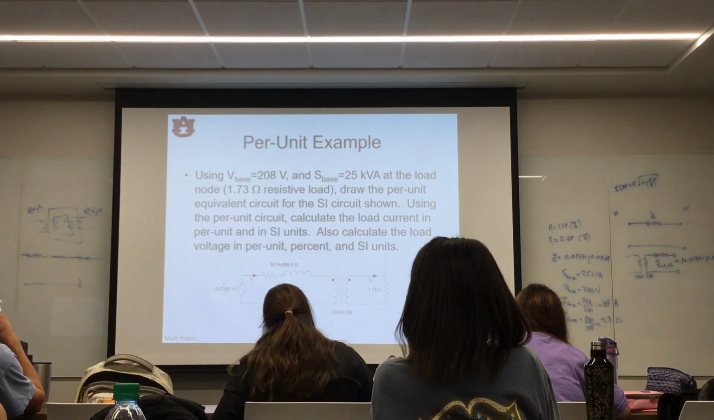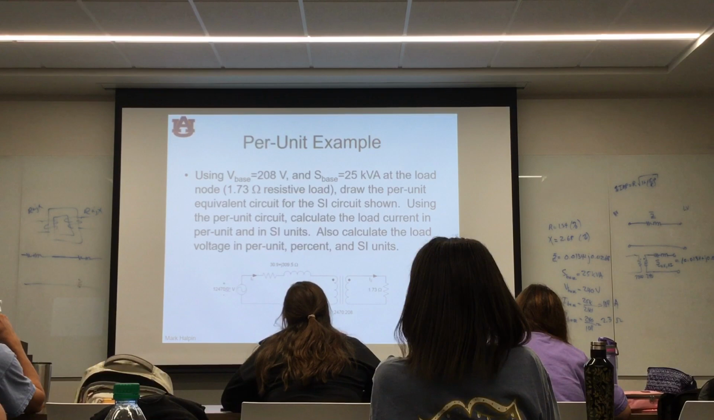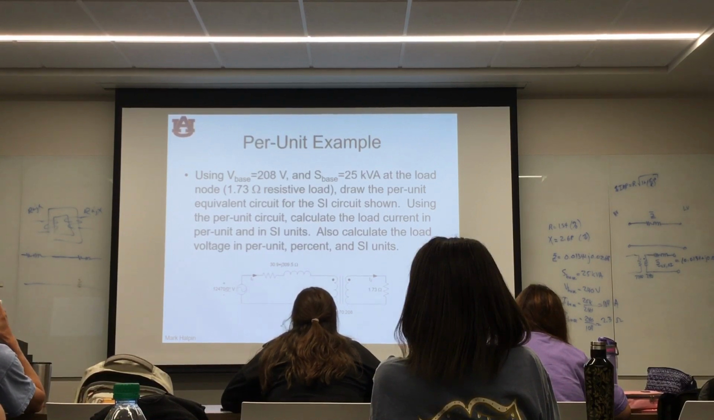The idea of per unit was to make life easier. And we see that in this little circuit, I got 4 equations, 4 unknowns, whereas once I get it in per unit, I just have 1 equation, right? Much easier to deal with. So why in the world would I go back to this?